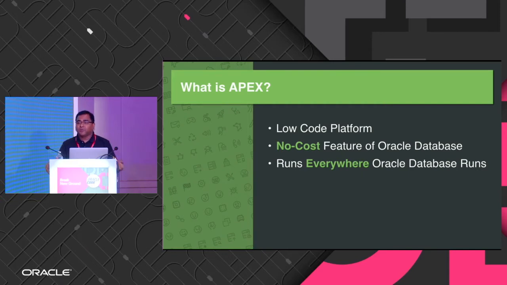Apex runs on-premises or on the cloud, irrespective of where exactly your applications are. You can build your applications on-premises and deploy them onto the cloud. You can build your applications on the cloud and then move them back to on-premises. You can move your applications from one cloud to another, from your private cloud to Oracle Cloud, from Oracle Cloud to Amazon, and from Amazon to your on-premises. Wherever Oracle database runs, Apex runs. Okay?